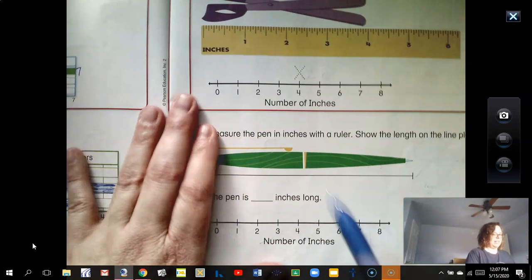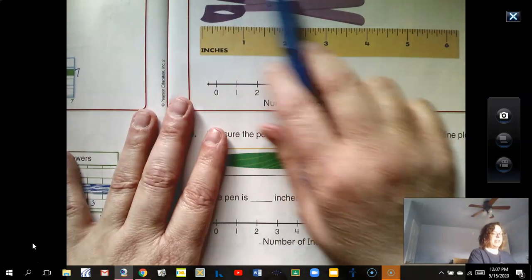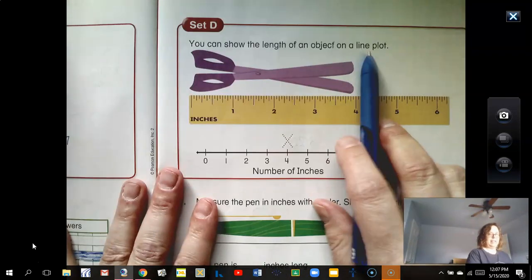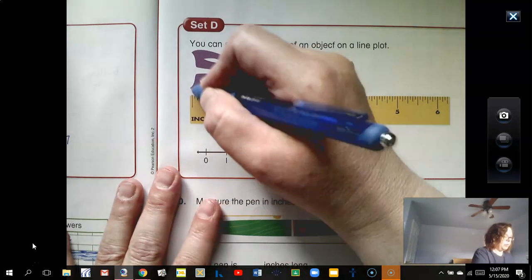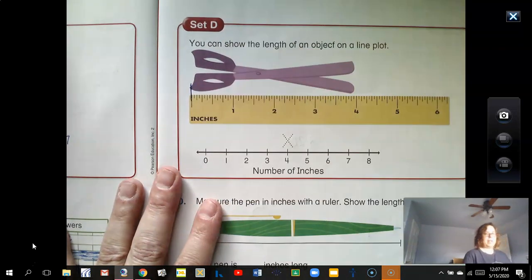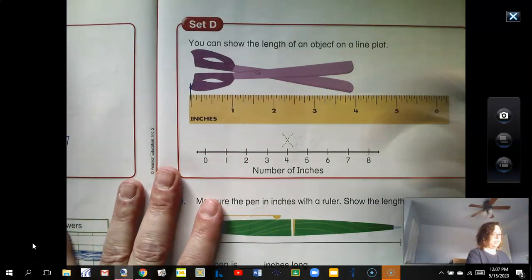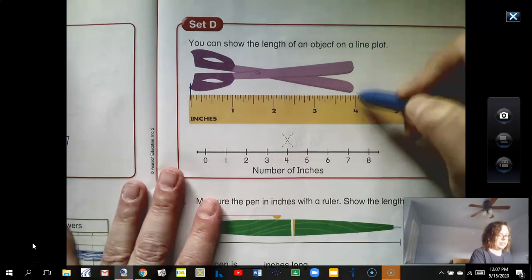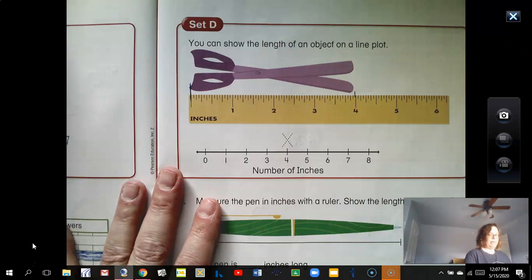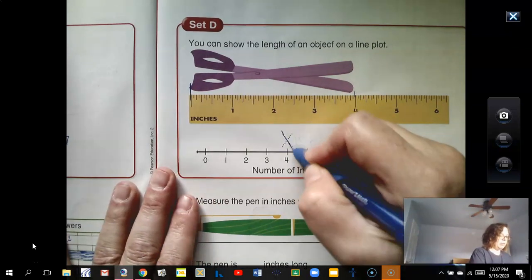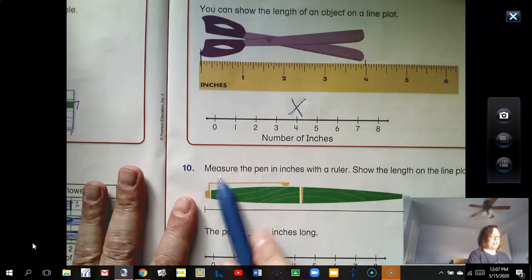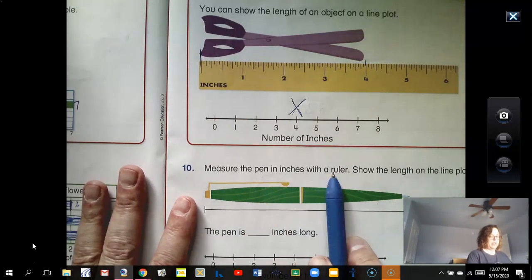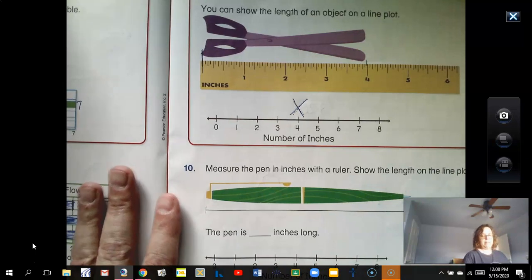Oh, line plots. How I like them. You can show the length of an object on a line plot. So the ruler started right at that first black line, perfect. Laid it nicely on the scissors, and it is 4 inches. So they marked 4 on the line plot. Now it says measure the pen in inches with the ruler. Show the length on the line plot.